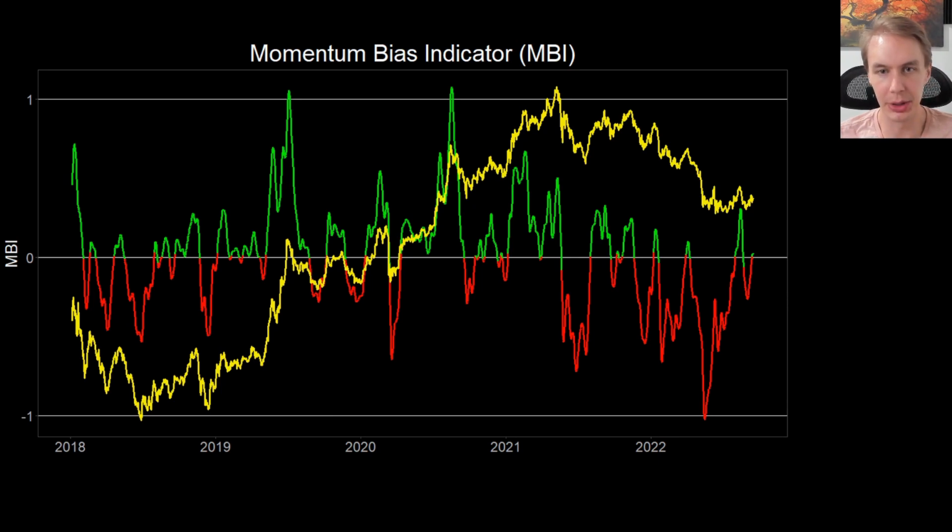So if you're not familiar with this indicator, it's one that captures momentum in the market. So basically 0 is this neutral line. Red would be this negative momentum bias, that's when price is being pulled to the downside. And then green is a positive momentum bias, and this tends to be what will characterize bull markets, pulls price up.